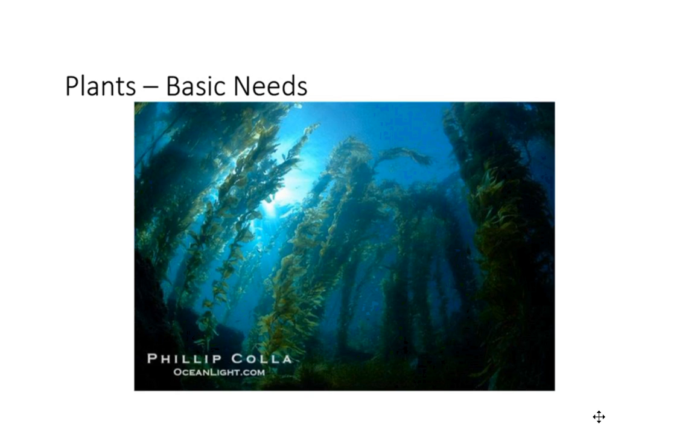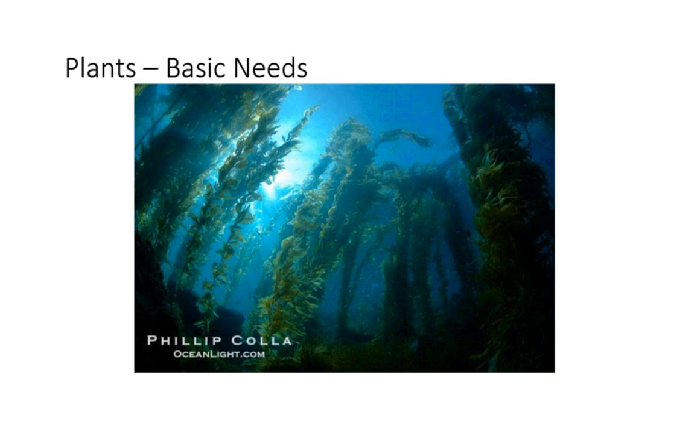Basic needs of plants. These are kelp in this picture, so not necessarily plants, but they look like plants, so it's close enough. But I like this picture because it shows a lot of the basic needs in one picture. Some of the basic needs of plants, of course: sunlight is a basic need of a plant. It provides energy for the reactions of photosynthesis. Water. Plants need water in order to provide a steady stream of electrons for the light reactions of photosynthesis.